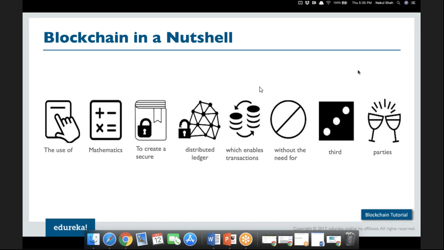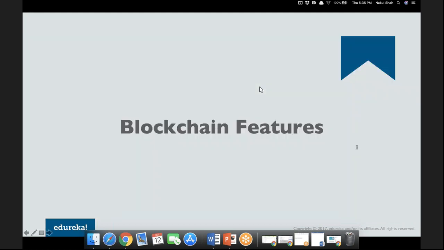Okay, so let's move forward and take a look at some of the features of blockchain. The first feature of blockchain is fraud resistance. As we've discussed, on a blockchain platform, because there's no central authority, there's no single point of failure or no central attack vector. That's why you cannot go and attack a blockchain system, and that keeps it resistant to any kind of fraud.